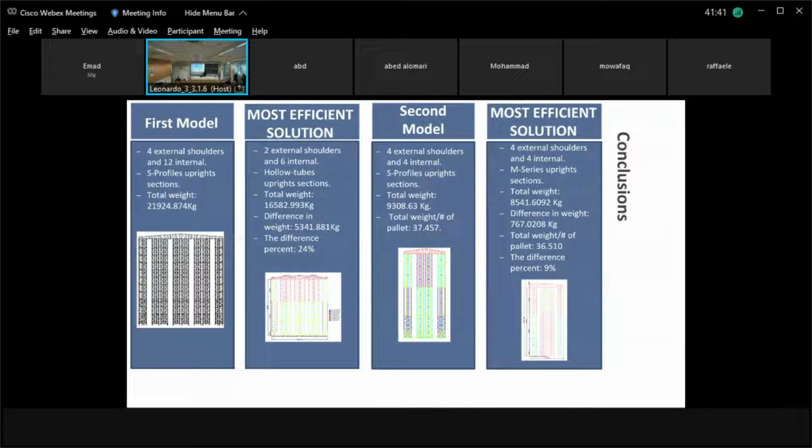So, final conclusions. We initially started with this structure, the 4 external shoulders and the 12 internal ones with S profile uprights. Then the most efficient solution is the one with now 2 external shoulders and 6 internal ones with hollow tube sections. The difference in weight is 24%. Moving to the second model, we had 4 external shoulders and 4 internal ones with S profiles. The most efficient solution is the one with the same number of shoulders but using the M series profile, and the difference in percent is 9%.